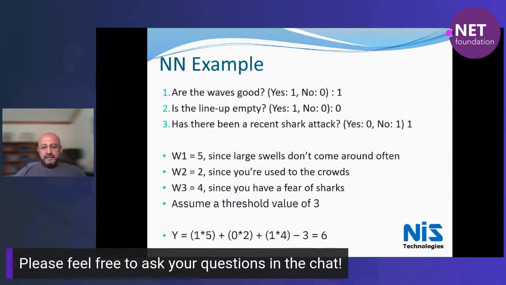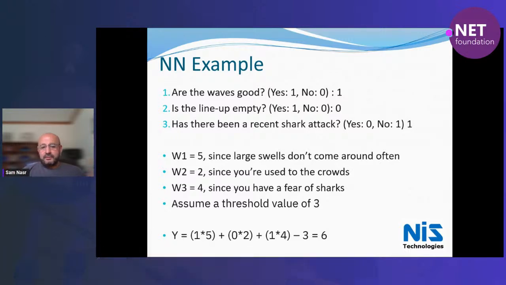So with that said, let's take a look at an example. Let's say that I am a surfer, hypothetically, and I enjoy surfing, and there are some things that I need to consider before getting into the ocean. So first, are the waves good? Yes or no? And since they're good, I would give it a 1. If it's a no, it would be a 0. And is the lineup empty to get in? No, it's not. There's people waiting ahead of me.